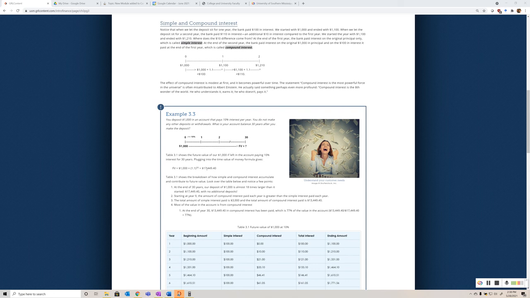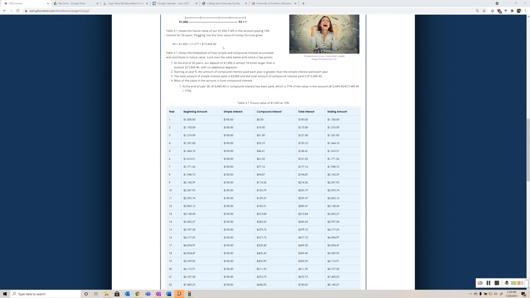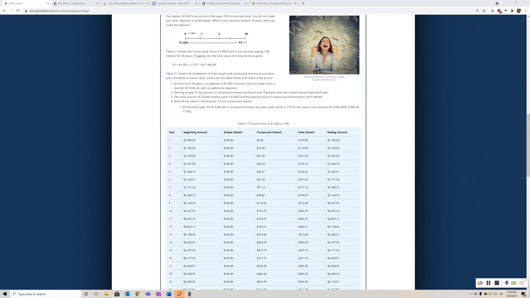We deposited $1,000 and we just forgot about it. We just left it there. That turned into $17,449.40 over the course of 30 years without us doing anything else. Now, let's look at a chart to see what's actually going on there, because when we break down where that growth is coming from, it's pretty darn cool.